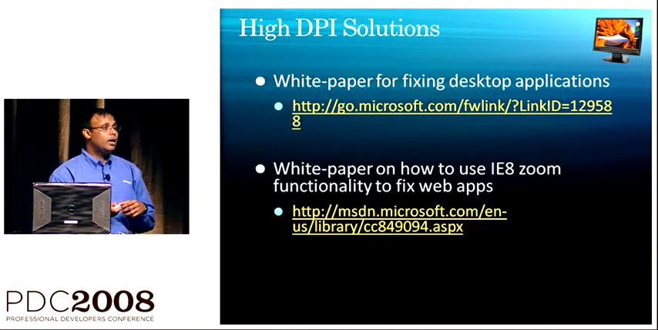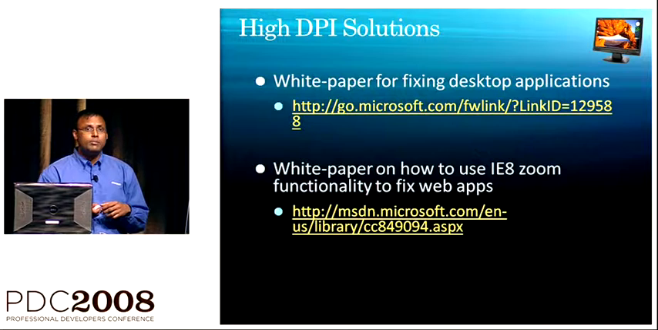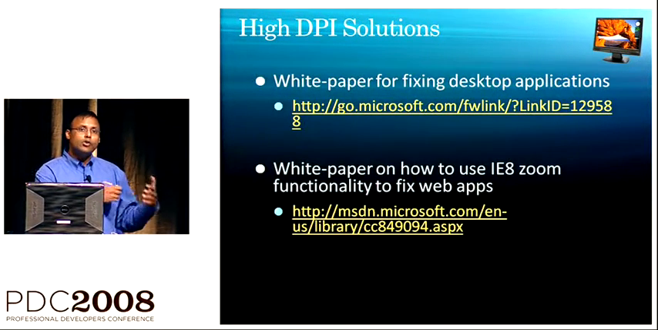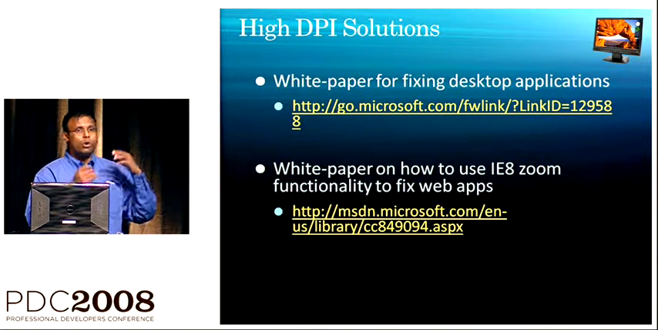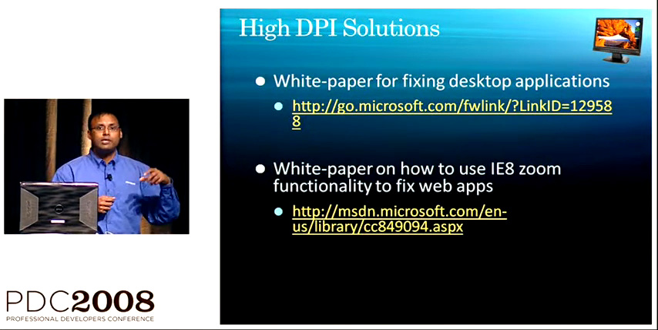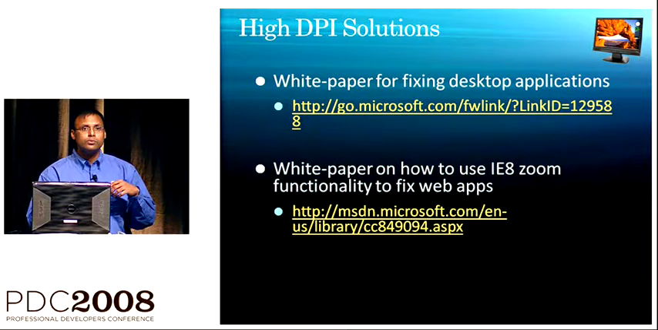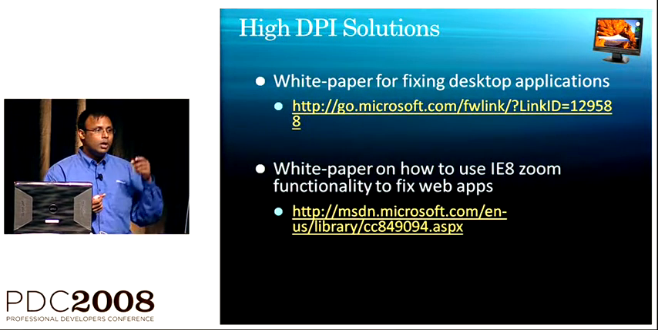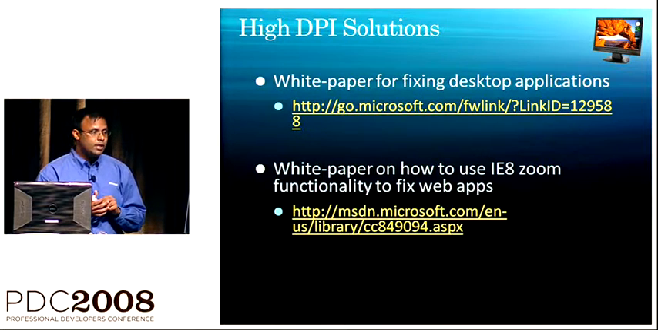We also have a couple of white papers which go into great depth about what APIs work well and how you deal with all these various scenarios, what happens if you have bitmaps and they're pixelated, and what strategies you use to load the right bitmap. There's a bunch of information that we have put into the first white paper, which is on MSDN.